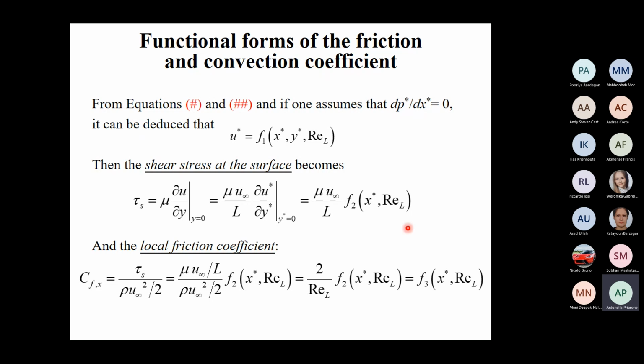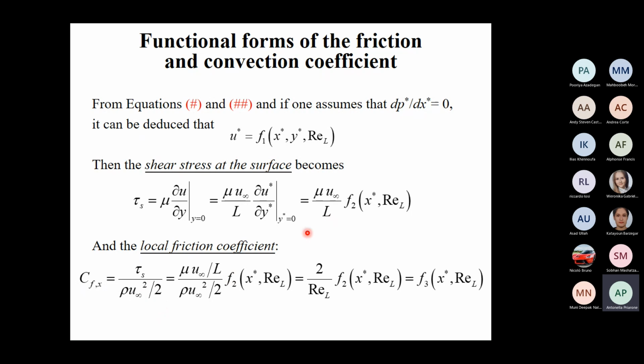And now another step. I want to obtain the expression for the local friction coefficient, the local friction coefficient CFX. Local means that for a particular value of X on the plate, CF changes along the plate. It is not a unique value on the plate, but changes along the plate, so it is a function of X. It is for this reason that at the subscript I write X, meaning that it is the local value of the friction coefficient that changes X by X. The definition of the local value of the friction coefficient is the ratio between the surface shear stress tau s and rho u infinite squared divided by 2.